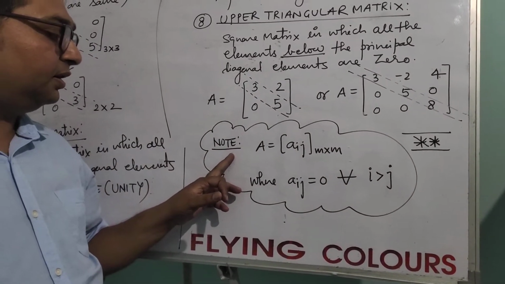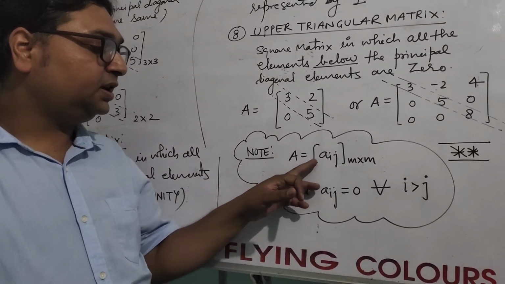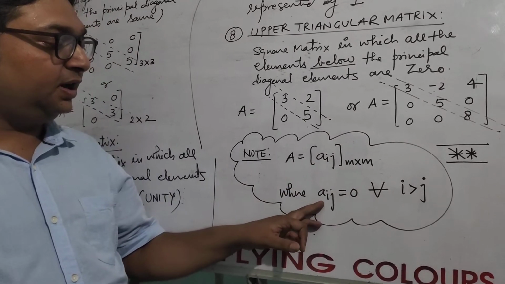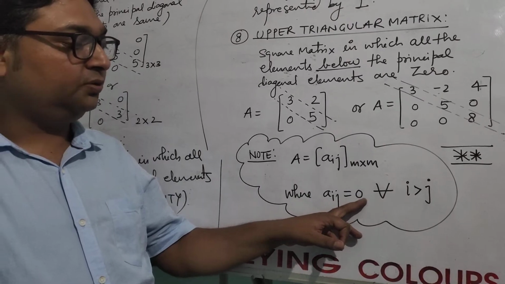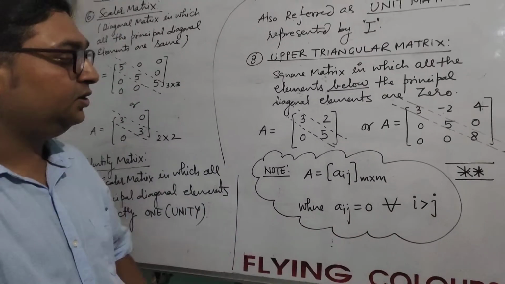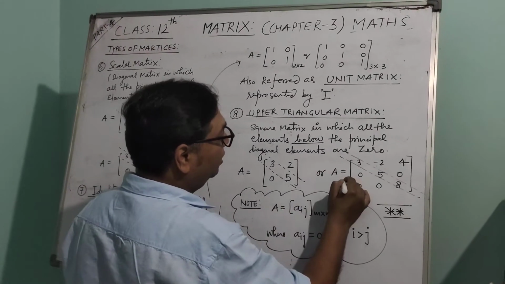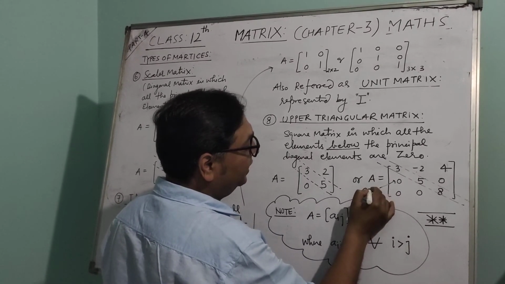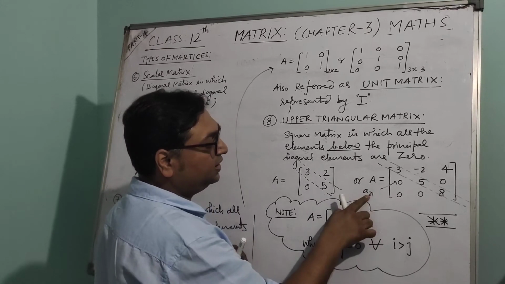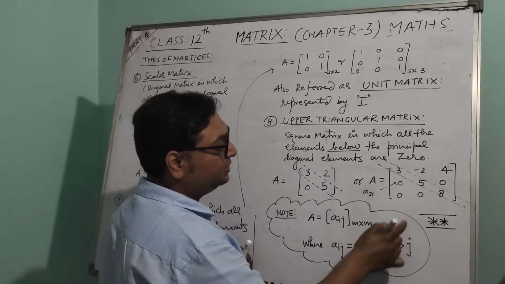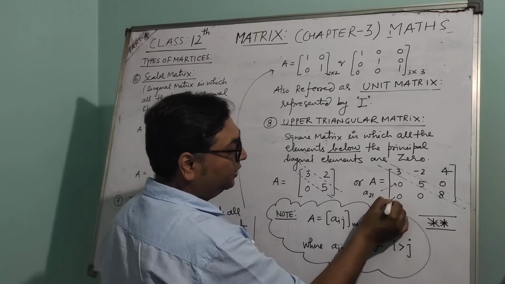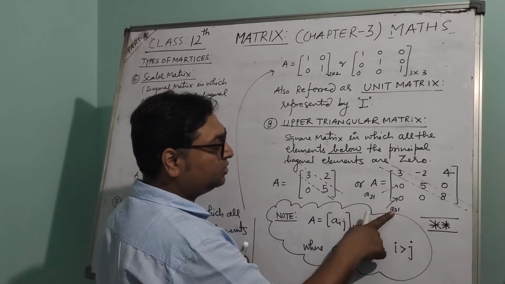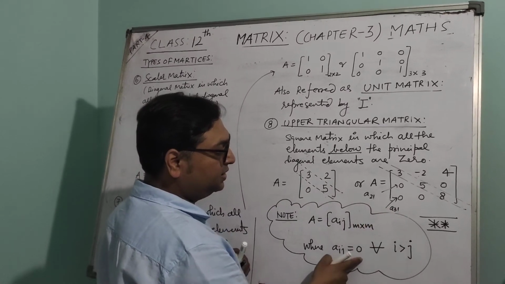Here we can write the note: if A is equal to [aij], whose order is m cross m, where aij is always equal to 0 for all i greater than j. Here you can see this is the element of second row and first column. Here i is greater than j, so it is 0. And this is the element of third row and first column, 3, 1. Here also i is greater than j and the element is 0.